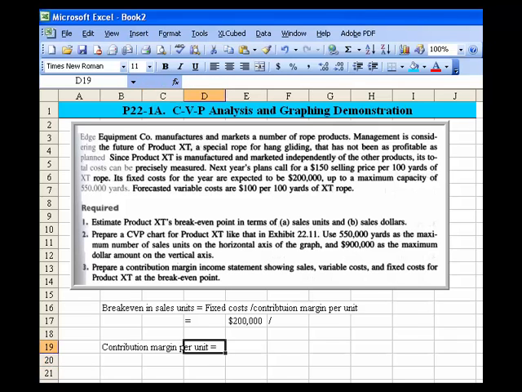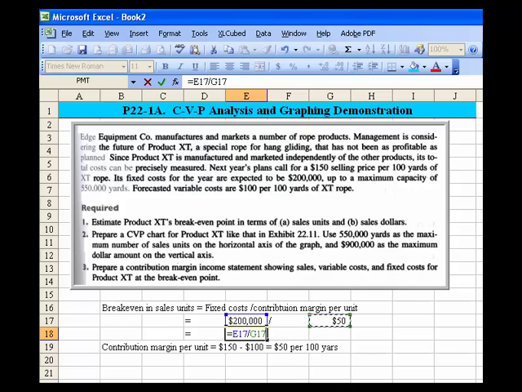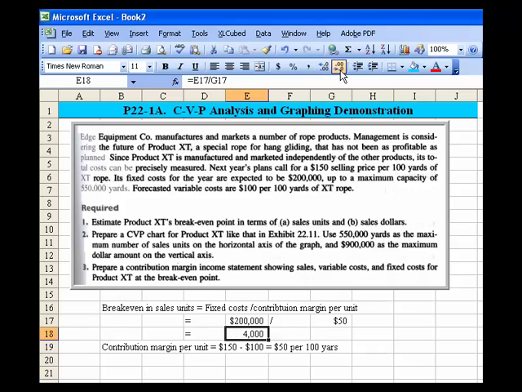Let's calculate the contribution margin per unit. That one is going to be equal to the $150 selling price per 100 yards less the $100 variable costs. So that's $50 per 100 yards. So we can put in $50 in this cell here, and then to solve the problem, we take the 200,000 divided by the $50, and we come up with a value of 4,000 units. And 1 unit would be 100 yards. I probably should spell that out.